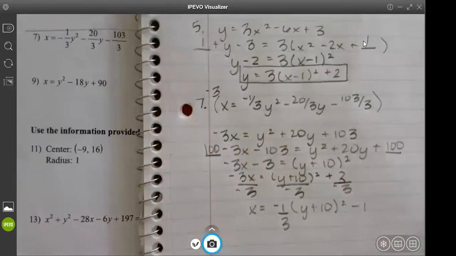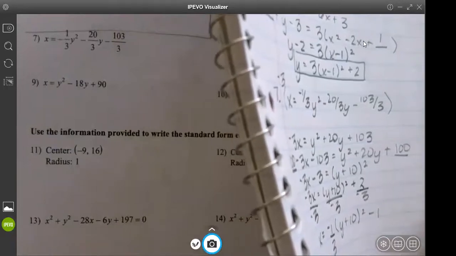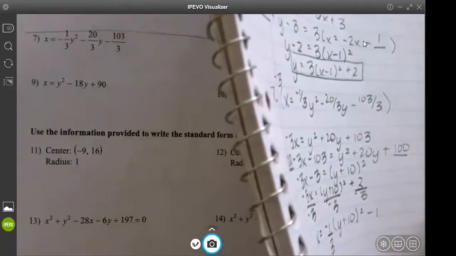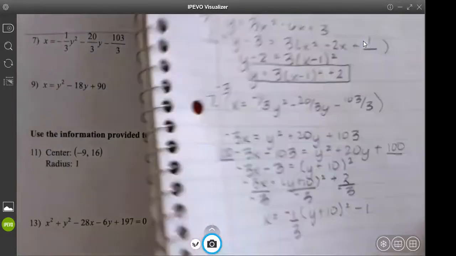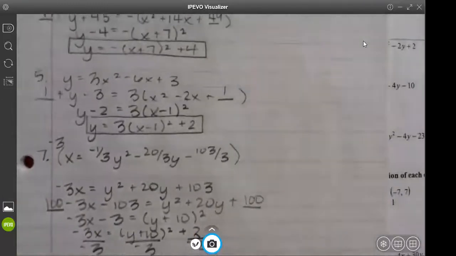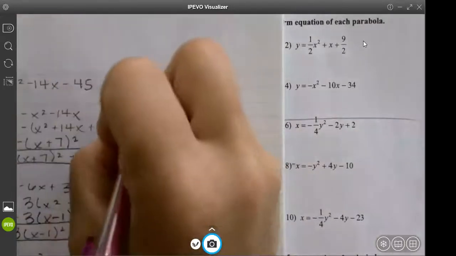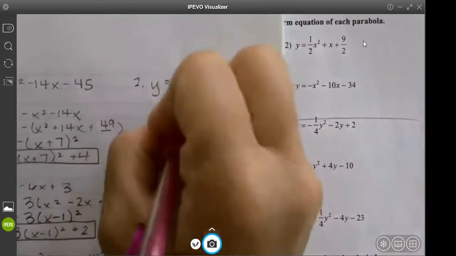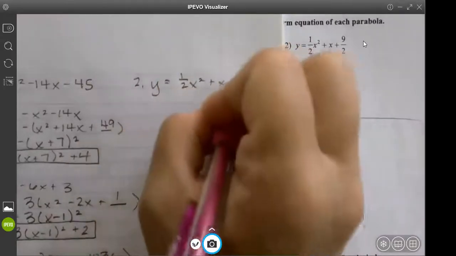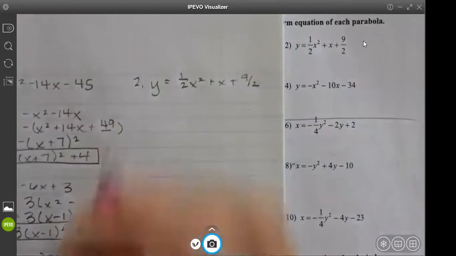Number 9 is pretty plain. Let's do 2 more in this section. Let's do number 2. So here's number 2 on the side. y equals 1/2 x squared plus x plus 9/2. I don't think we've had a lot where it just had the middle without a fraction or whatever. We've already done one like that today, but just to throw that out there.